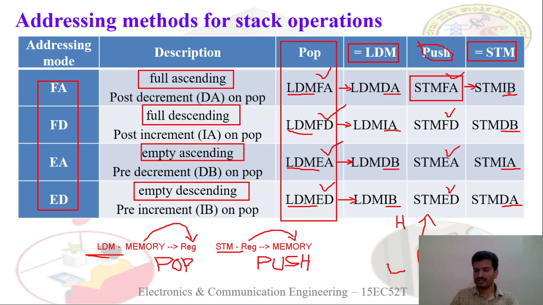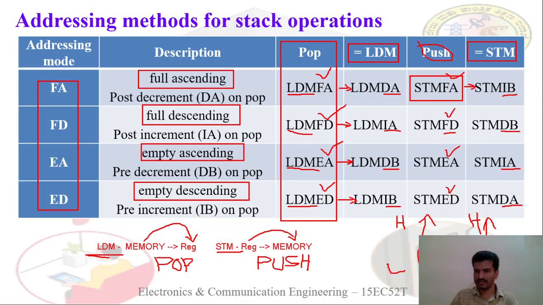So consider STMIB. So what is the meaning of STMIB? Again store. IB means increment address by 4. So here increment means from lower address to higher address, right? So increment address by 4 before each store. So full ascending is equivalent to IB, increment before.